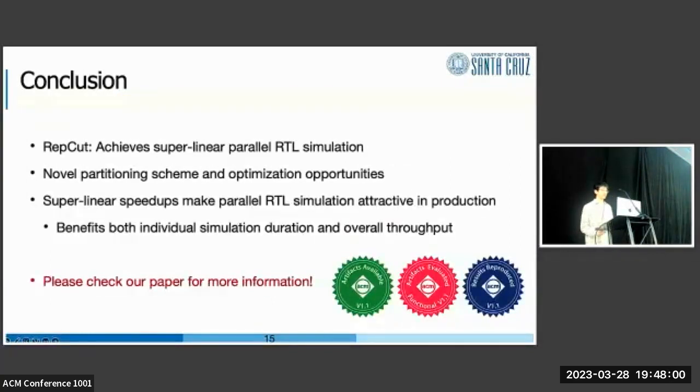In conclusion, in this work, we introduced RepCut, which achieves superlinear parallel RTL simulation on large complex designs like modern out-of-order processors. We propose a novel partitioning scheme, and we exploit the optimization opportunities that emerge from the reduced synchronization cost. Such a superlinear speedup makes parallel RTL simulation an attractive option in production, as both individual simulation as well as overall simulation throughput could benefit.